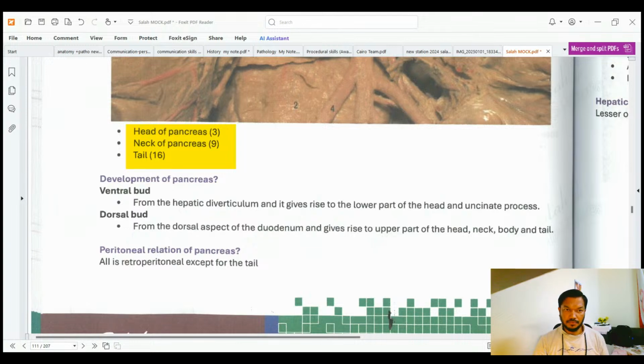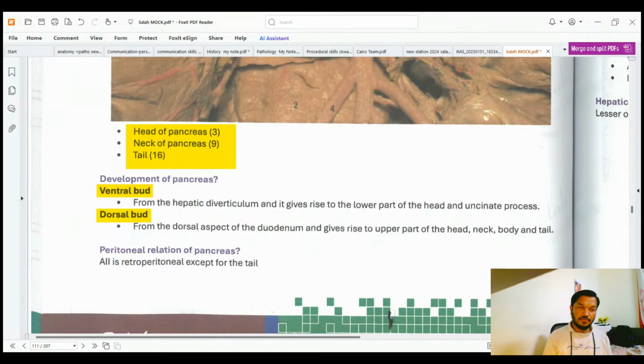Okay. Development of pancreas. Pancreas developed from ventral bud and dorsal bud. Ventral bud gives rise to lower part of the head and uncinate process. Dorsal bud from dorsal aspect of the duodenum gives rise to upper part of the head, neck, body, and tail.